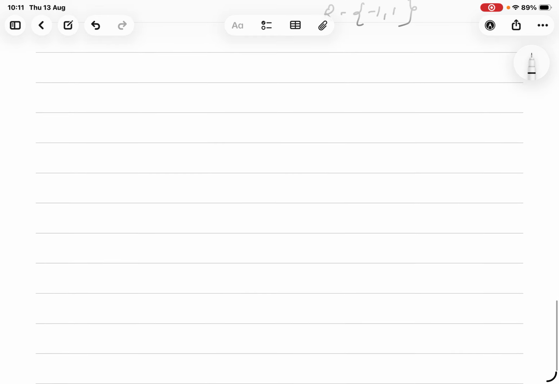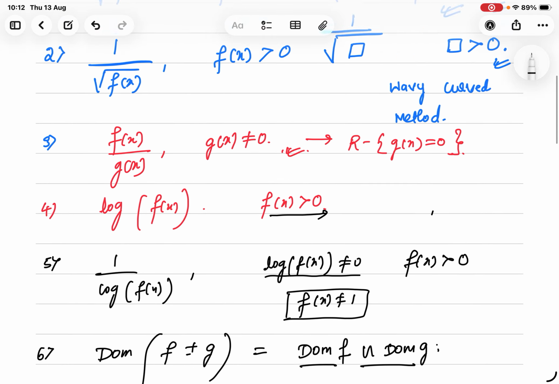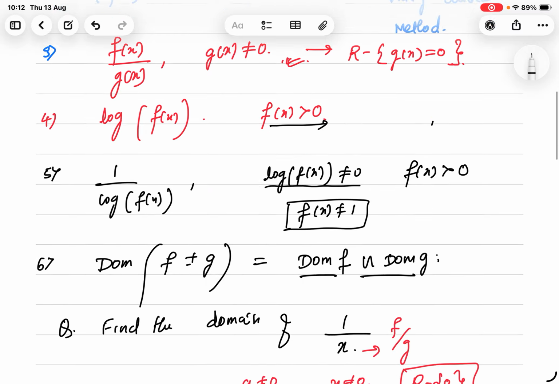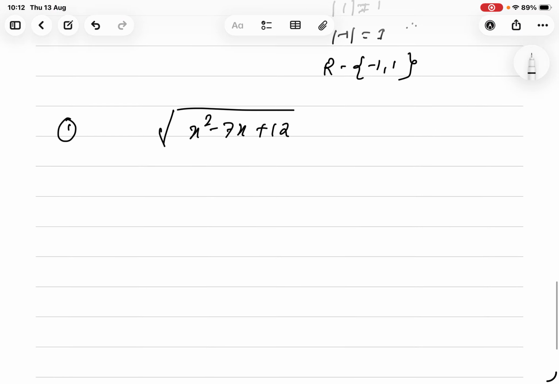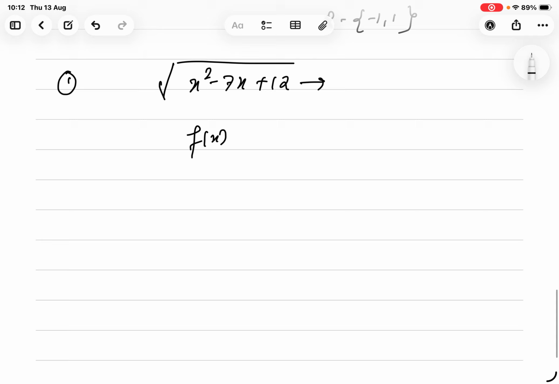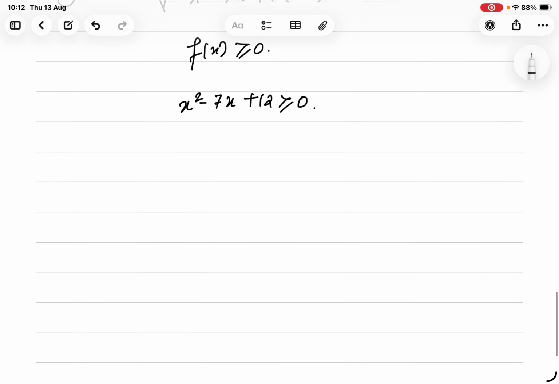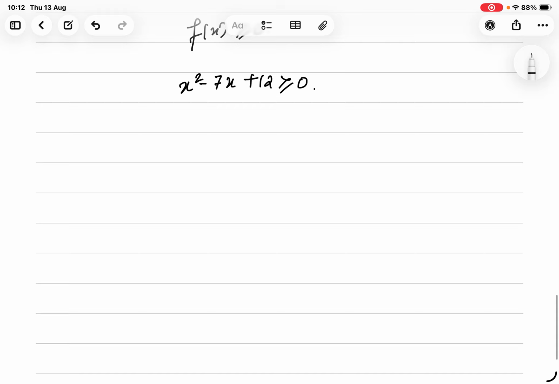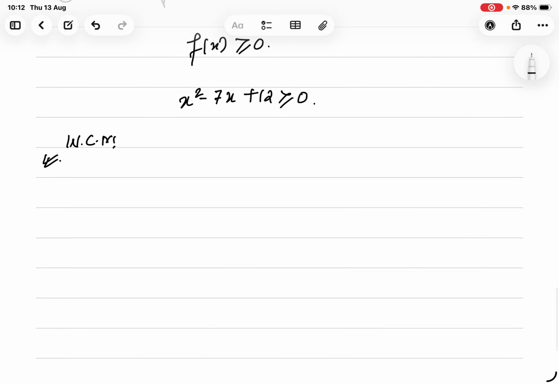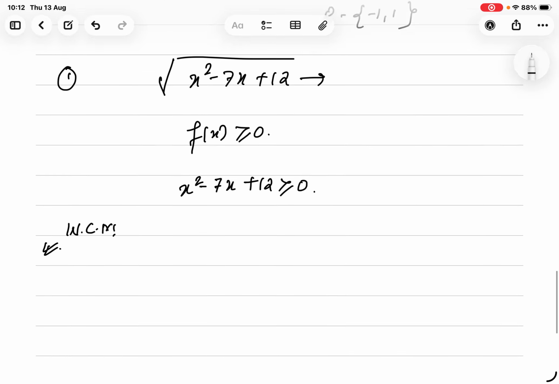And take one more function, that is square root of x square minus 7x plus 12. So now it is of the form, which form? It is the first form. So here there is square root of f of x, and taking the first form, f of x should be greater than or equal to 0. So now what is the f of x value? x square minus 7x plus 12 is greater than or equal to 0. Now you have to split the values because you have to apply the wavy curve method. If you don't know the wavy curve method, please go to the description box. You will get the wavy curve method.